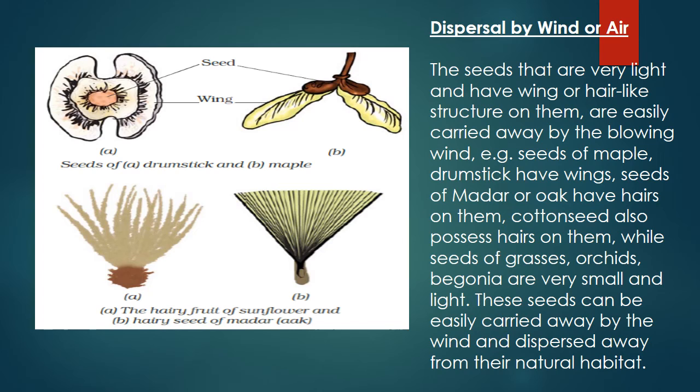Seed dispersal by wind or air. The seeds are very light or have air-like structures and can be easily carried away by the blowing wind. Examples are seeds of maple and drumstick, which have wings, and seeds of madar or oak, which have hairs on them. These seeds can be easily carried away by the wind and dispersed away from their natural habitat.